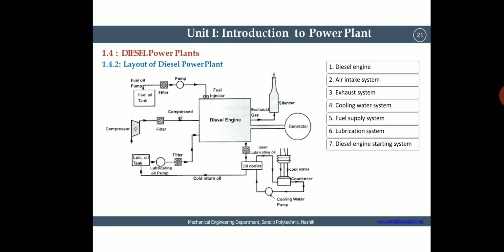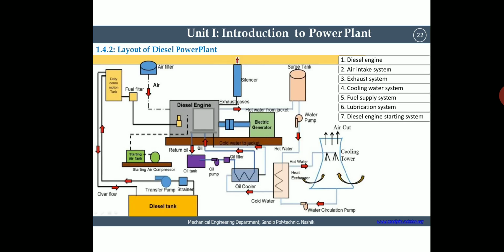Once the diesel engine power shaft and the generator shaft are coupled to each other, the mechanical energy is converted into electric energy by the generator. So this is a detailed view of the diesel power plant. You can see the diesel engine, air intake system, exhaust system, cooling water system, fuel supply system, lubrication system and diesel engine starting system, all in this figure. Now draw this figure as per your convenience.